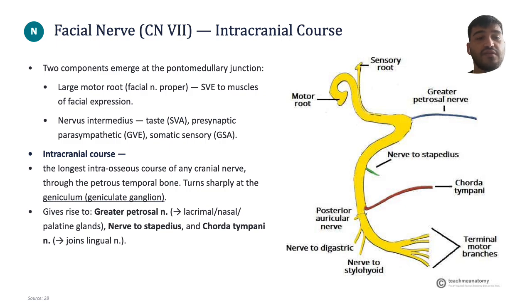It's the longest intraosseous course of any cranial nerve. So that means it's a big one for us, obviously. And it says through the petrous temporal bone, it turns sharply at the geniculate ganglion. So it gives rise first to the greater petrosal nerve, and then to the nerve to stapedius, as you can see on the picture on the right. So we have the greater petrosal nerve at first, then the nerve to stapedius, and then as it goes down, the chorda tympani, and then it joins the lingual nerve afterwards.